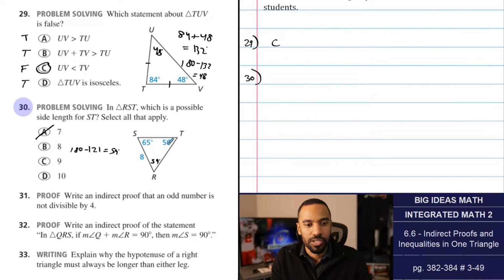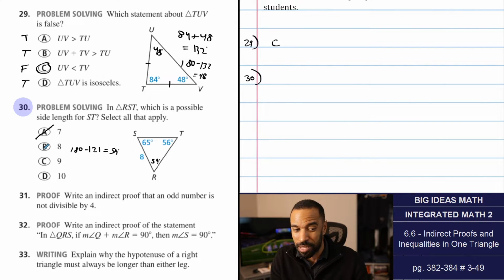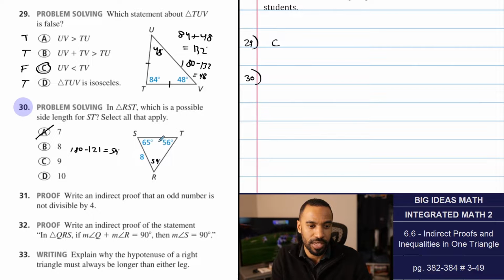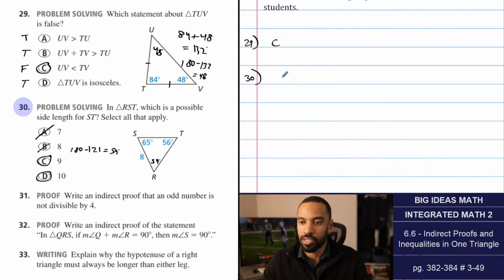8 is probably closer to what the answer could be, but I don't know for sure. It can't be exactly 8, though, because if the sides aren't the same, then it's not isosceles. Therefore, it can't be 8. It could be 9 because 9 is more than 8, and so is 10. These could be possible. I don't know what the answer is, but C and D here.